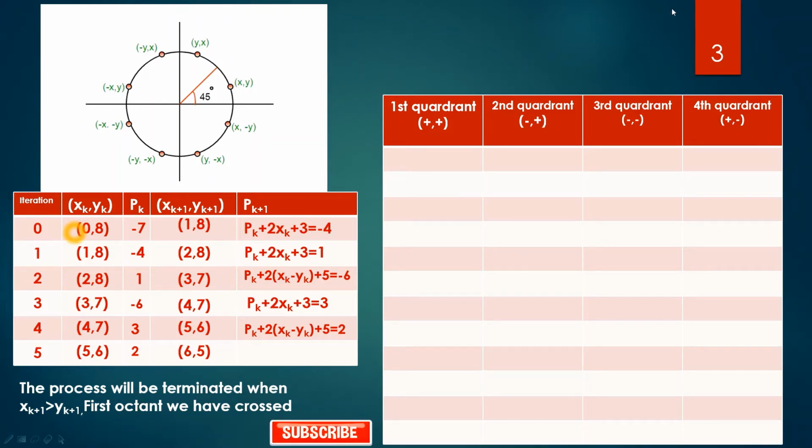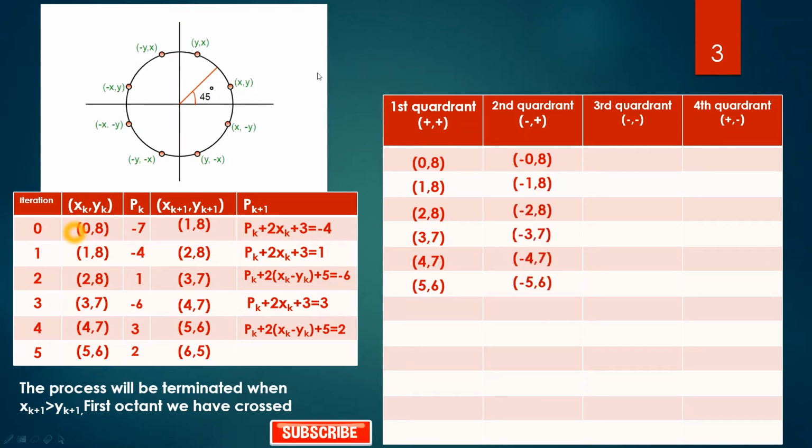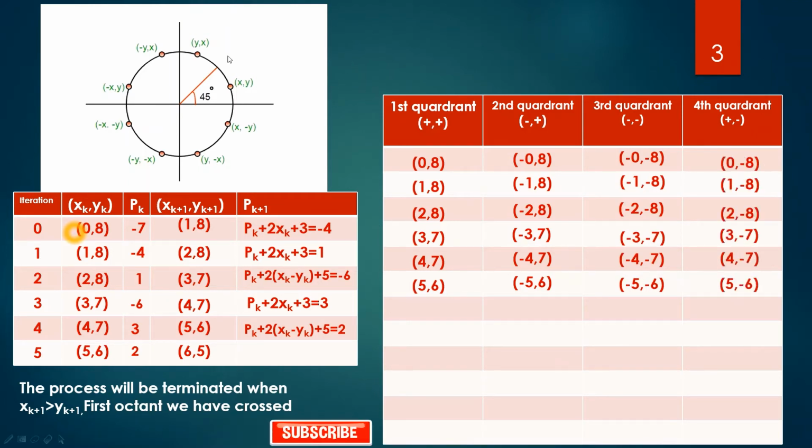Now, what is our first coordinate value? First coordinate value is this. Just write down this column. The second coordinate, if the first is positive positive, then the second is negative positive. The third coordinate is negative negative, and the fourth coordinate is positive negative. So if it is yx, this one is xy, just the opposite.